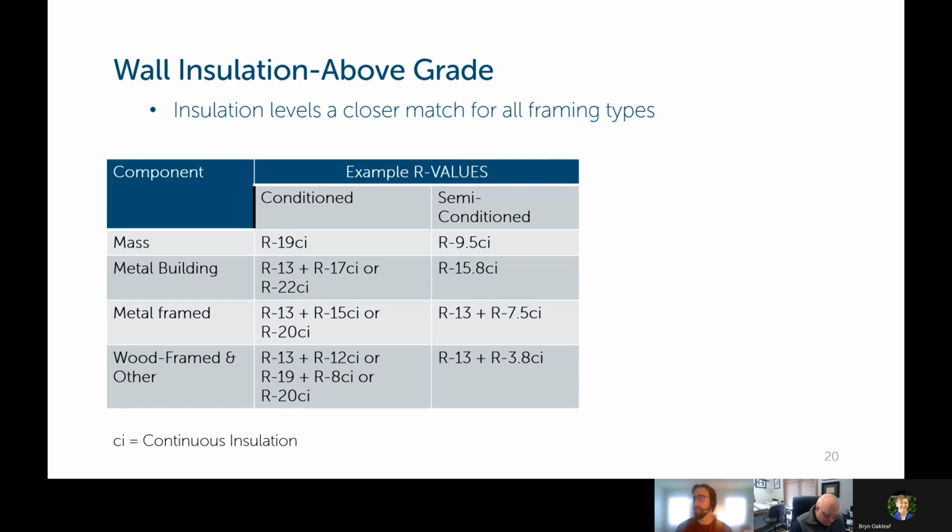Above grade walls. Again, you've got the conditioned and semi-conditioned requirements here. These are different R values that should get you to the performance required. And one thing to mention here is that continuous insulation is a requirement for all the different conditioned wall types. So some amount of continuous insulation should be required on all above grade walls.